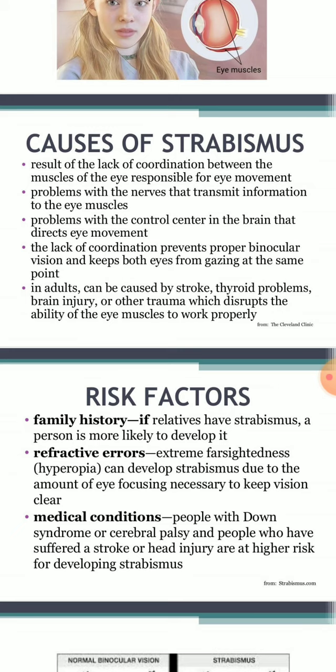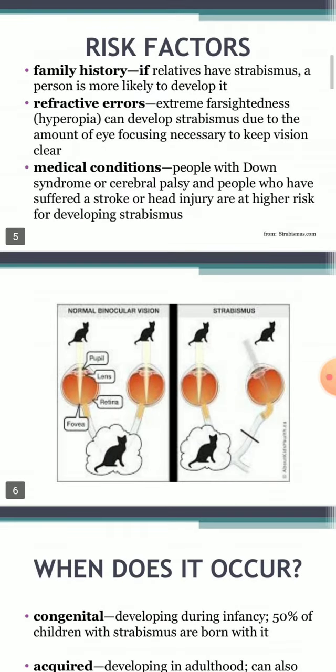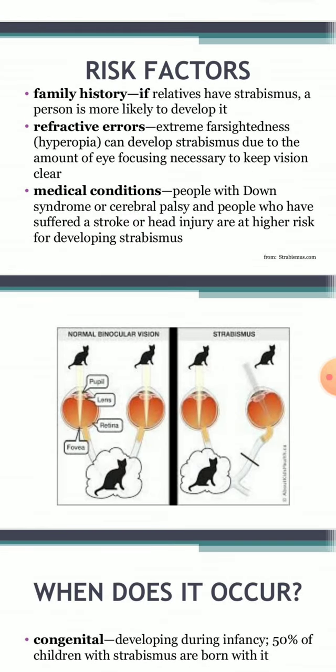In adults, it can be caused by stroke, thyroid problems, brain injury, or other trauma which disrupts the ability of the eye muscles to work properly. Risk factors: family history. If relatives have strabismus, a person is more likely to develop it. Refractive errors: extreme farsightedness, hypertropia can develop strabismus due to the amount of eye focusing necessary to keep vision clear. Medical conditions: people with Down syndrome or cerebral palsy and people who have suffered a stroke or head injury are at higher risk for developing strabismus.